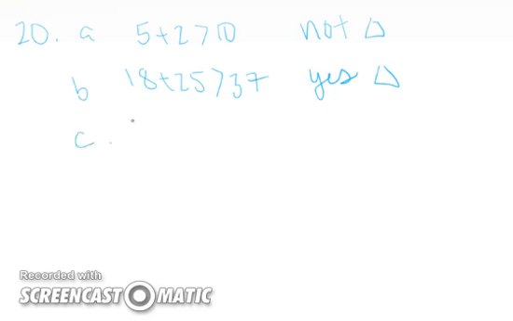And C, 7 plus 24. Whoops, that's not 24. 7 plus 24 is bigger than 31. Well, that ends up actually being 31 bigger than 31, which is not true, so not a triangle.